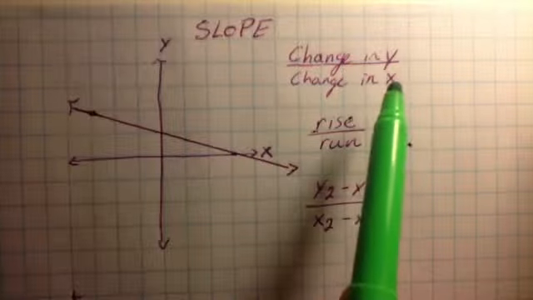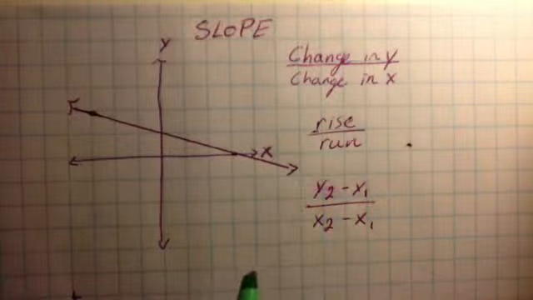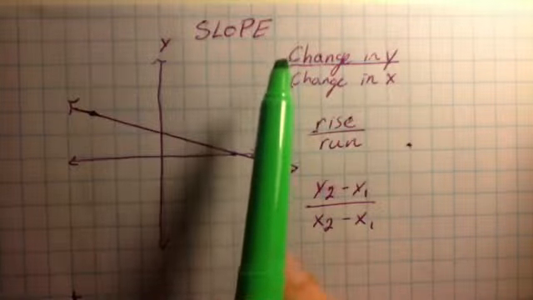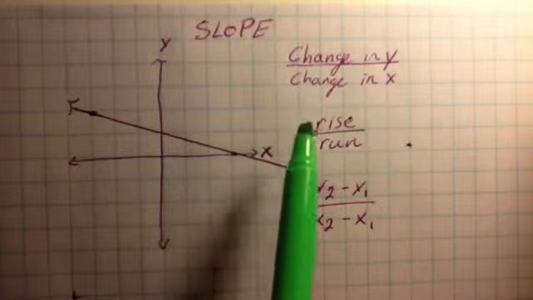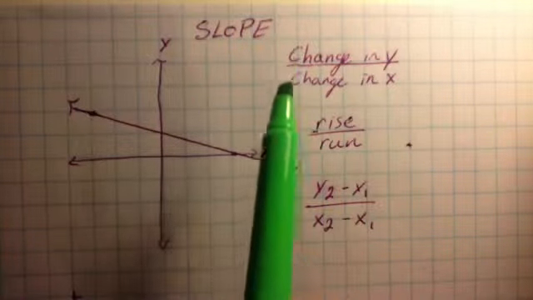That's all slope is. Slope looks a little different whether you're on a graph, working with coordinates, or a few different ways. But it's always change in y over change in x. On a graph, you may remember it as rise over run. But rise over run is literally the same thing as change in y over change in x.